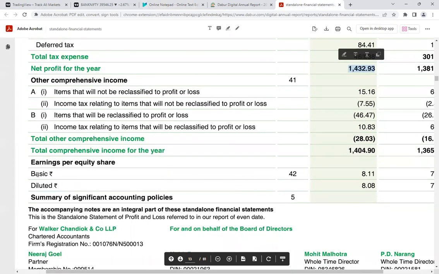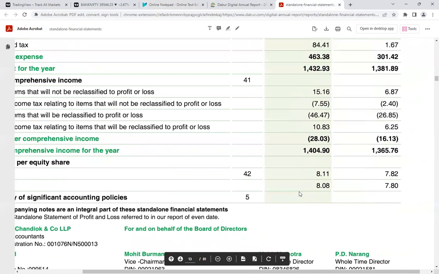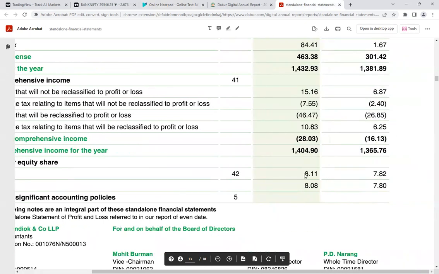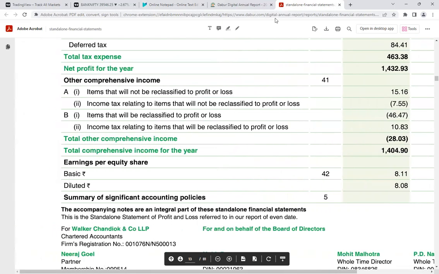Here there are two types: basic earnings per share and diluted earnings per share. Basic earnings per share is for all the outstanding shares. That is 8.11, right? What about diluted?